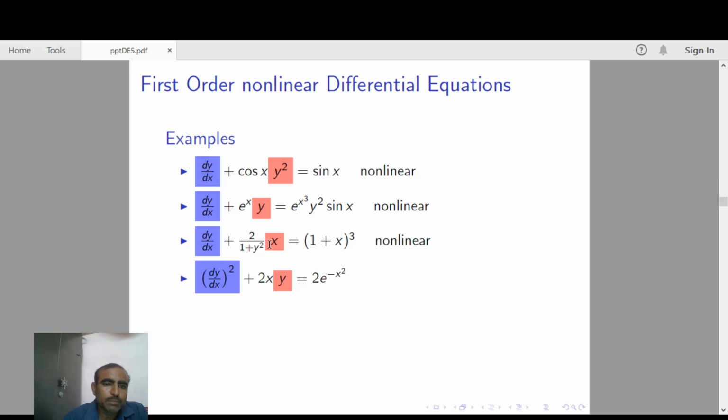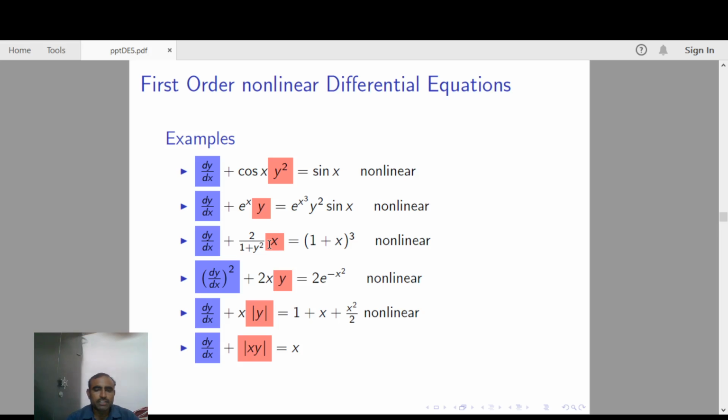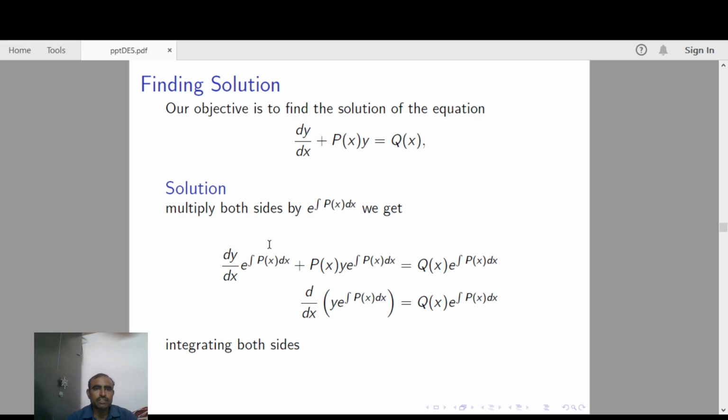(dy/dx)² + 2x · y = 2e^(−x²). This is also non-linear because the degree of the first order derivative is 2. In the same way, dy/dx + x · |y| = 1 + x²/2 is a non-linear differential equation, since here we have |y|. In the same way, dy/dx + |x|·y = x is also a non-linear differential equation.